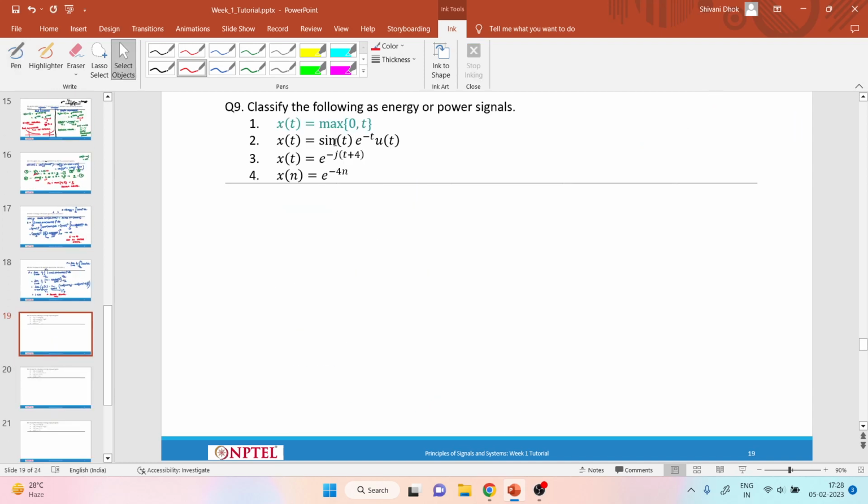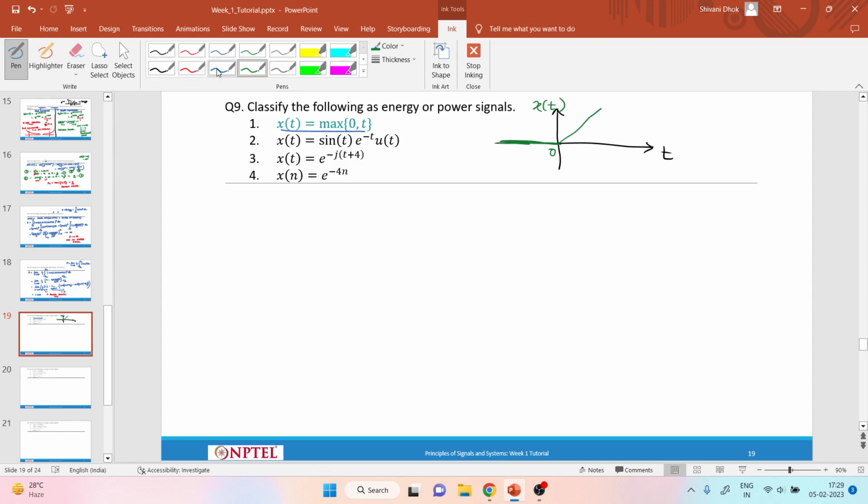Now let us look at classifying these signals as energy or power signals. The first question is x of t is equal to max of 0 comma t. So how will this function look? We have this t, and it is 0 when t is negative, that is till 0 it is 0, and then it will increase with t with a slope of 1. So this is my x of t.